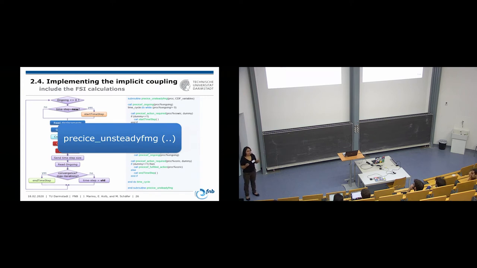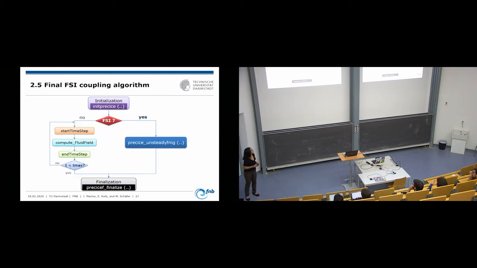Now I am going to give you a small overview of our approach. Basically, our program is divided in three parts: initialization, calculation, and finalization. In the initialization part, we need to call init preCICE. That means that you need to establish communication with preCICE and send the information about the grids that you need to use and the data that you want to share with preCICE.